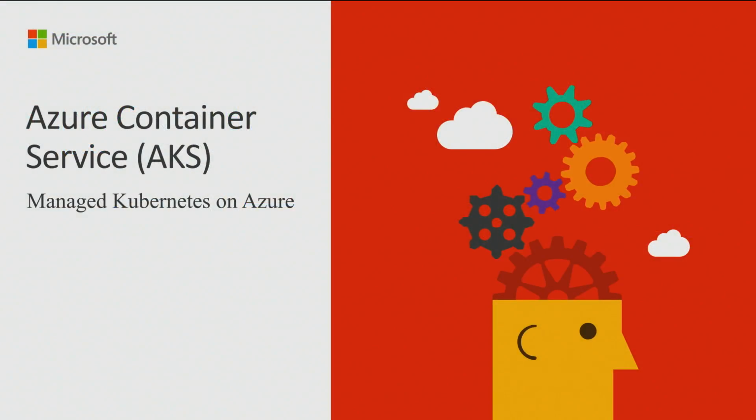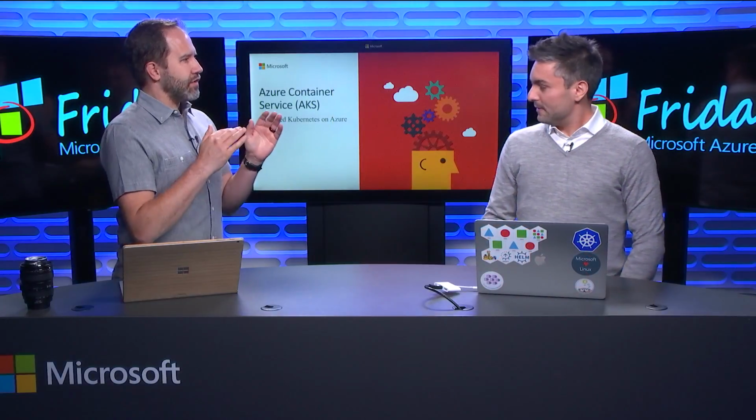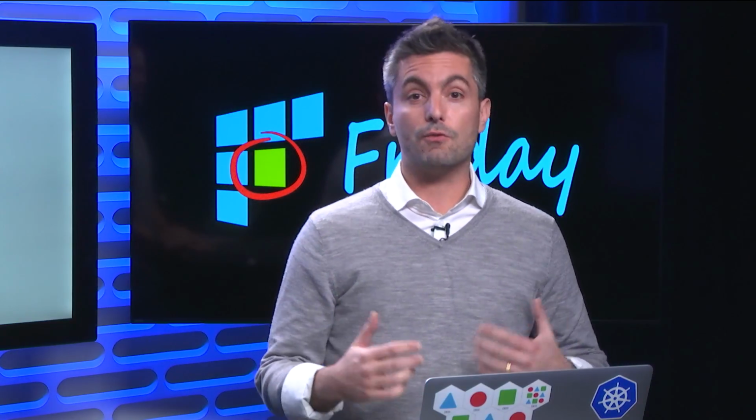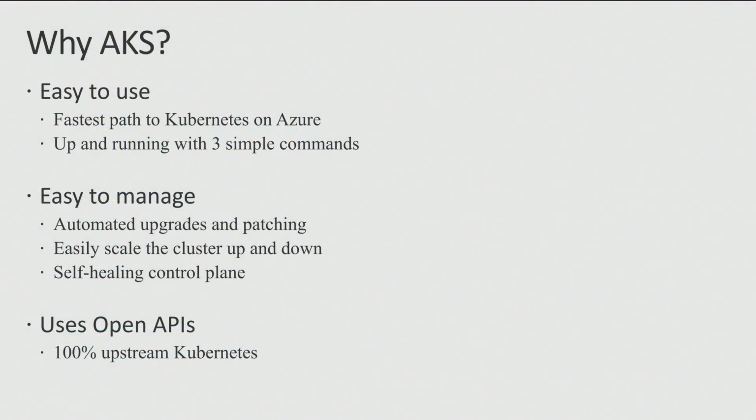Very nice. Okay, so how is this going to make my life easier? Because as a developer, I'd rather not even know that containers exist, but I would like to know that when my code gets checked in, it is reliably deployed. That's right. So with the AKS service, there's really three things we're looking to do here. One is we're looking to make it easy to use. This is really the fastest path to get up and running on Kubernetes with Azure. It's just 3 commands to get a cluster stood up very simply.